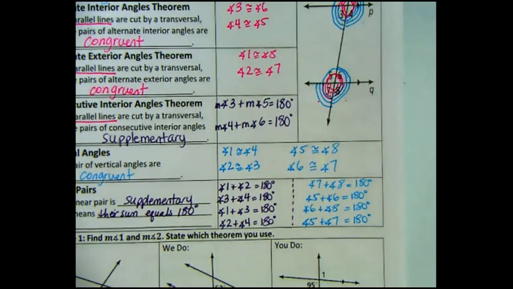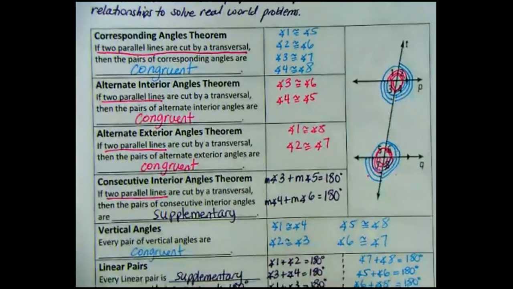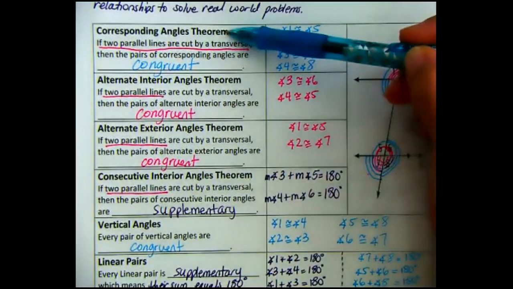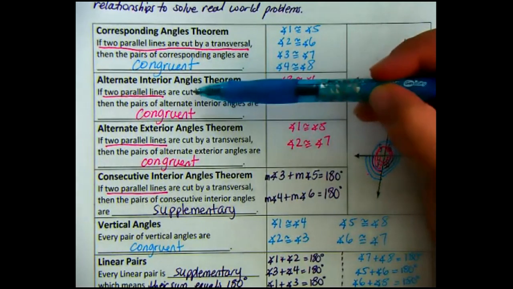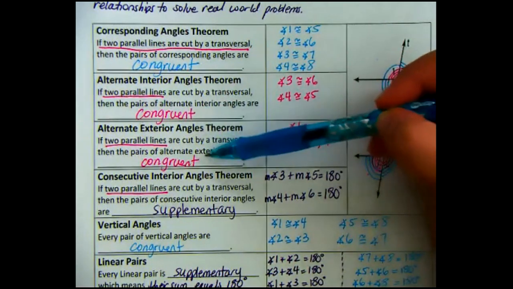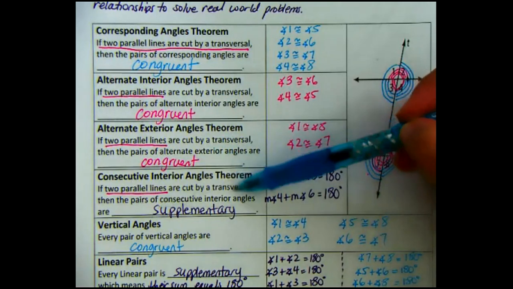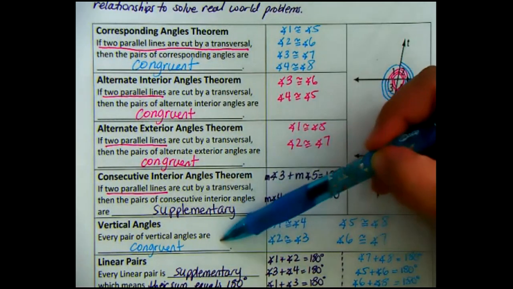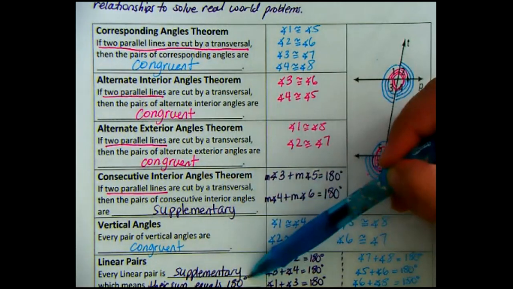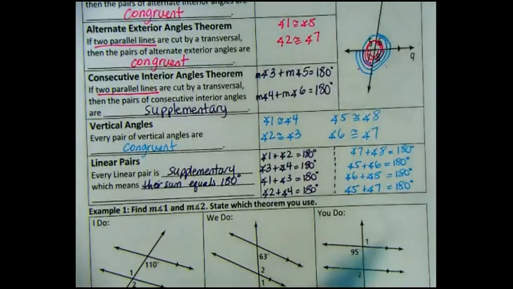All right, let's actually put this into action. So really quickly, let's review, okay? Because we spent a lot of time on that linear pair. Corresponding angles are congruent. Alternate interior angles are congruent. Alternate exterior angles are congruent. Consecutive interior angles are supplementary. Vertical angles are congruent. Linear pairs are supplementary. Okay, so let's take a look here. We have our first example here in our I do. Let me zoom in.